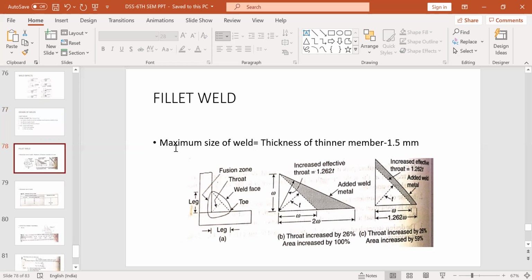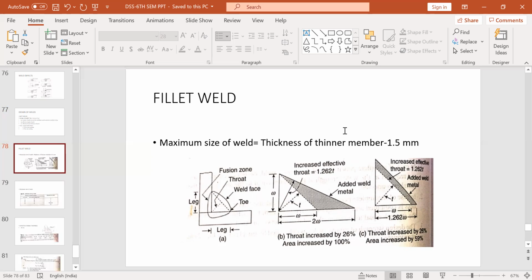Now, for the fillet weld, there is a specification. The maximum size of the fillet weld will be the thickness of the thinner member minus 1.5 mm. Suppose, in this figure, you are connecting two members which are not in one plane. Clearly this is one member and this is another member, and you are connecting them perpendicularly. This is the fusion zone by this weld. While finding the maximum size of weld, you have to see which of the two is the thinner one, which member has the least thickness. From that thickness, you subtract 1.5. That will be the maximum size of weld.